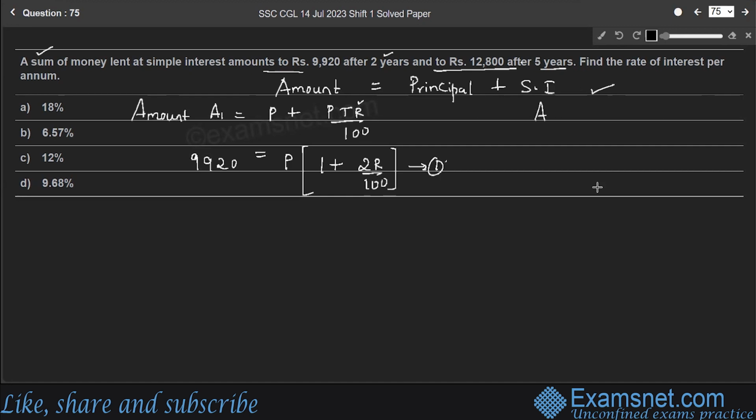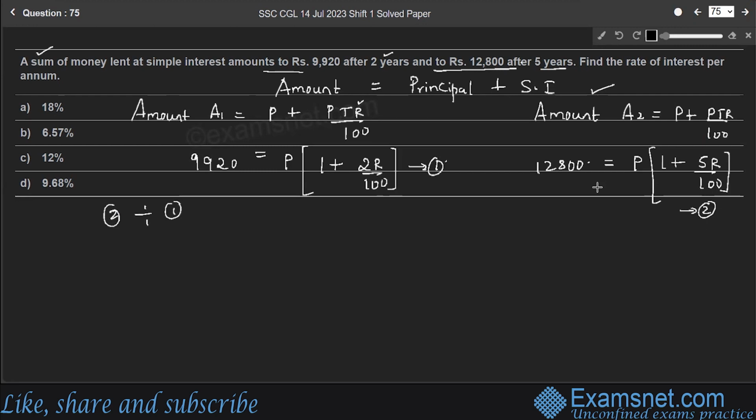So in the second case, the same principal sum amounts to 12,800 rupees. Therefore, amount A2 becomes principal plus again simple interest PTR by 100. So A2, after 5 years, amount becomes 12,800 is equal to principal is common, 1 plus 5 times R by 100. Consider this as equation 2. Now we'll take equation 2 by 1, right? Divide equation 2 by 1.